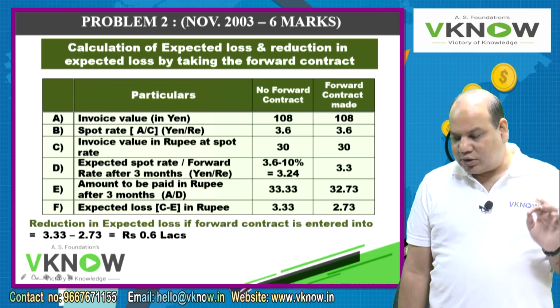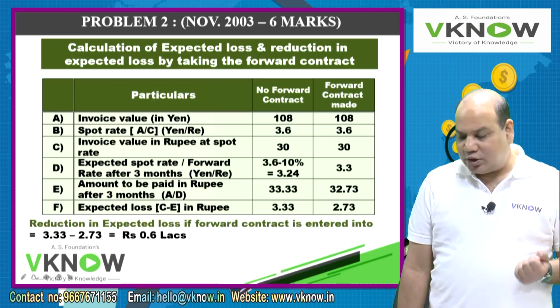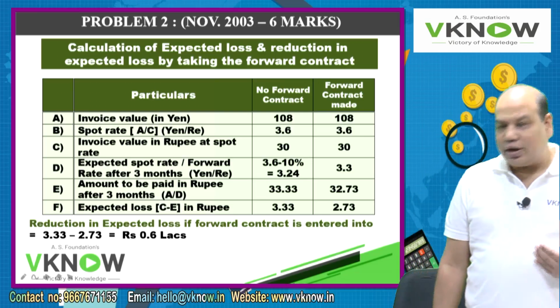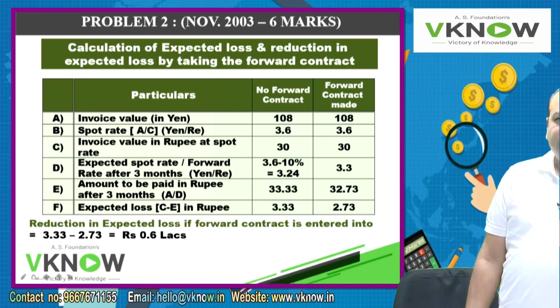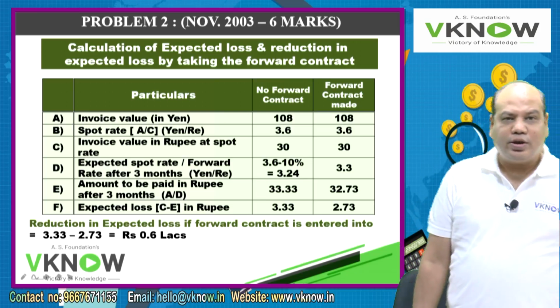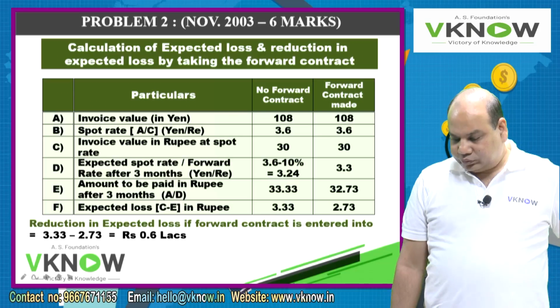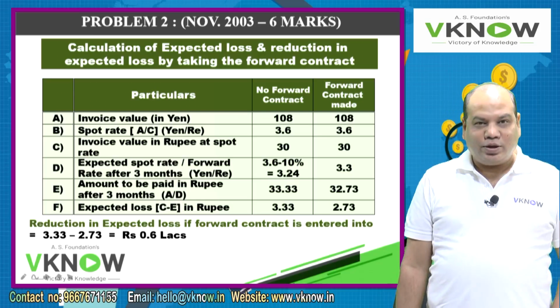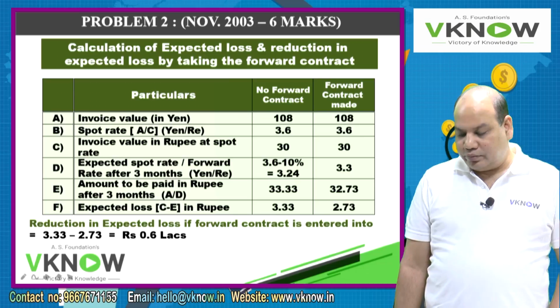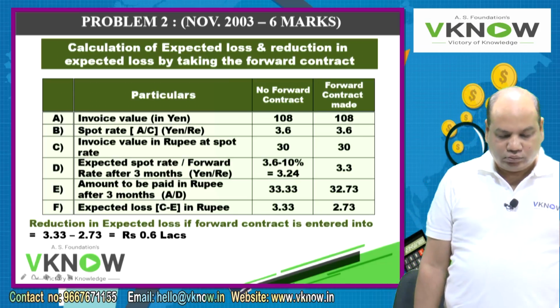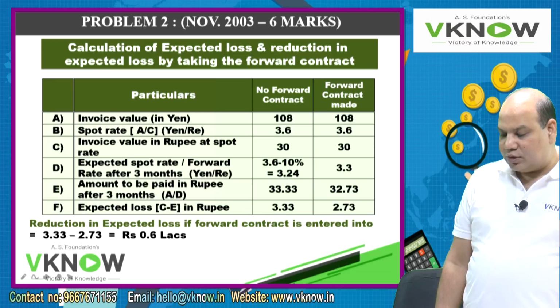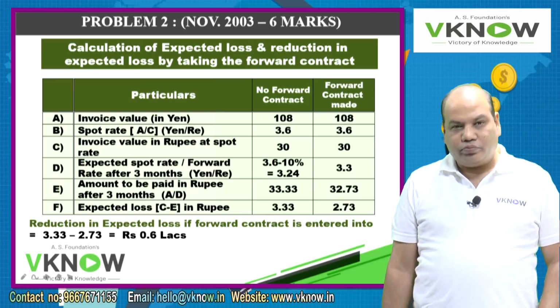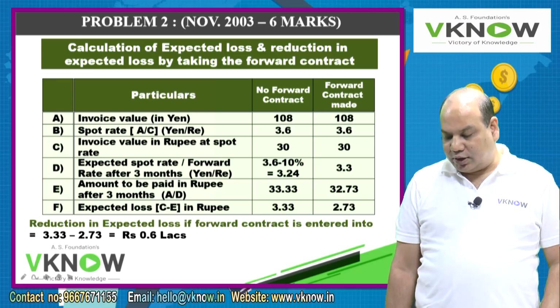So therefore write down one note. So there are two questions. What is expected loss? Done. Reduction in expected loss if forward contract is entered into. 3.33 minus 2.73, and that is equal to rupees 0.60 lakhs.